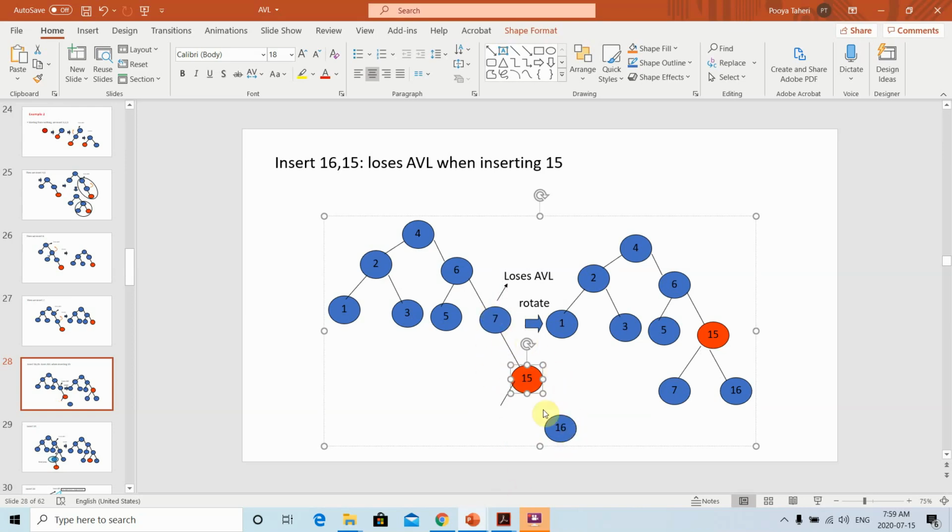So now this is still not AVL. After this rotation, we only did one single rotation, right? So this is not AVL, right? But now we know how to fix this one, right? So now this is an RR case, right? This is our pivot. So we basically have to pull this down, move this one up, right?